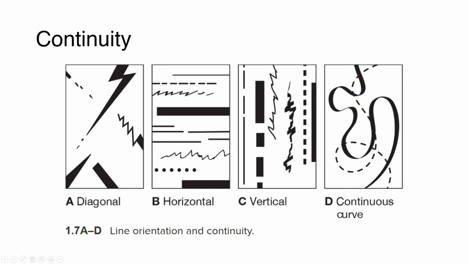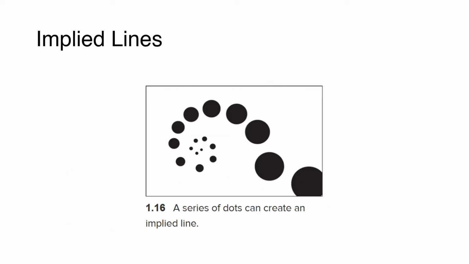So when we think about continuity, we think about implied lines as well. In addition to actual lines, linear forms and lines formed by edges, our eyes also pick up lines that are only implied. A common example is the dotted line, as you can see on this example, where a series of dots are spaced closely enough that our mind connects them together.